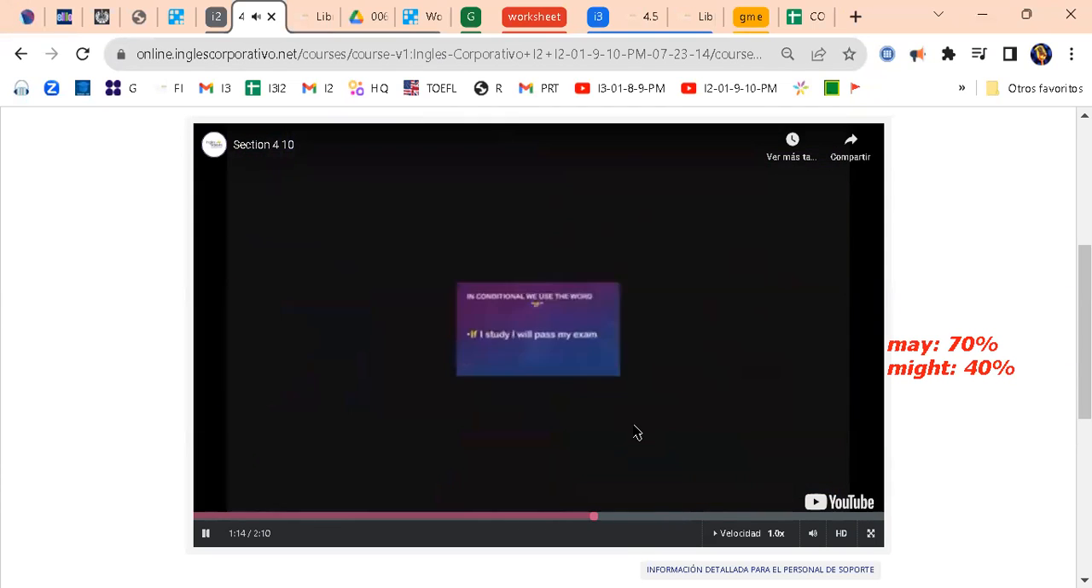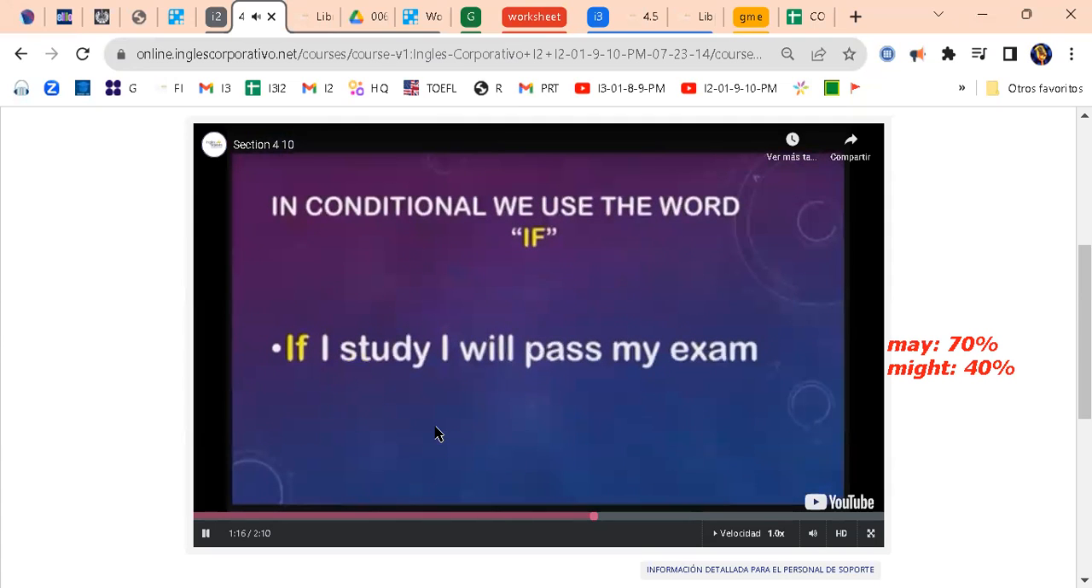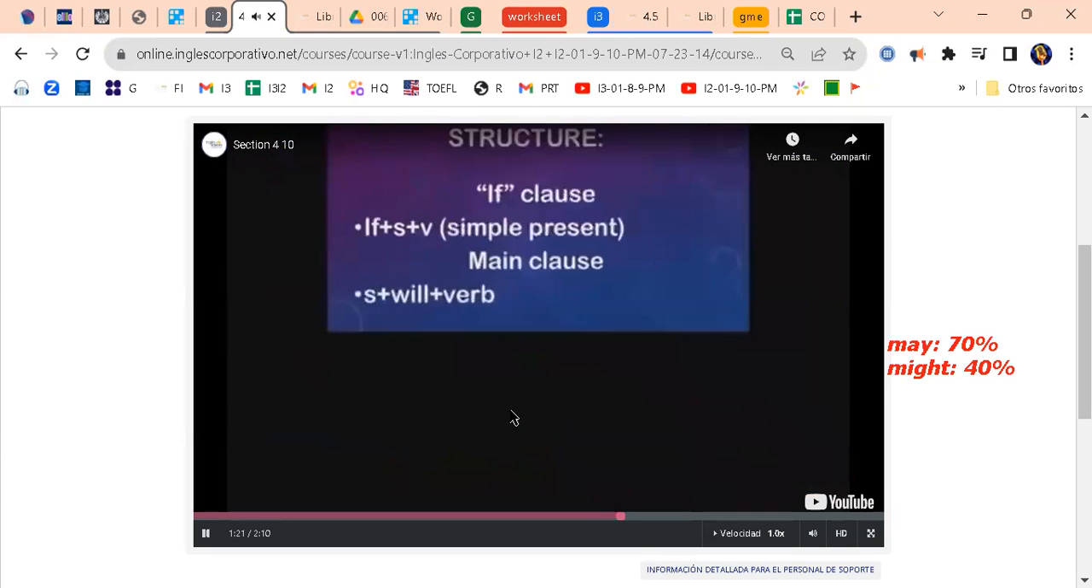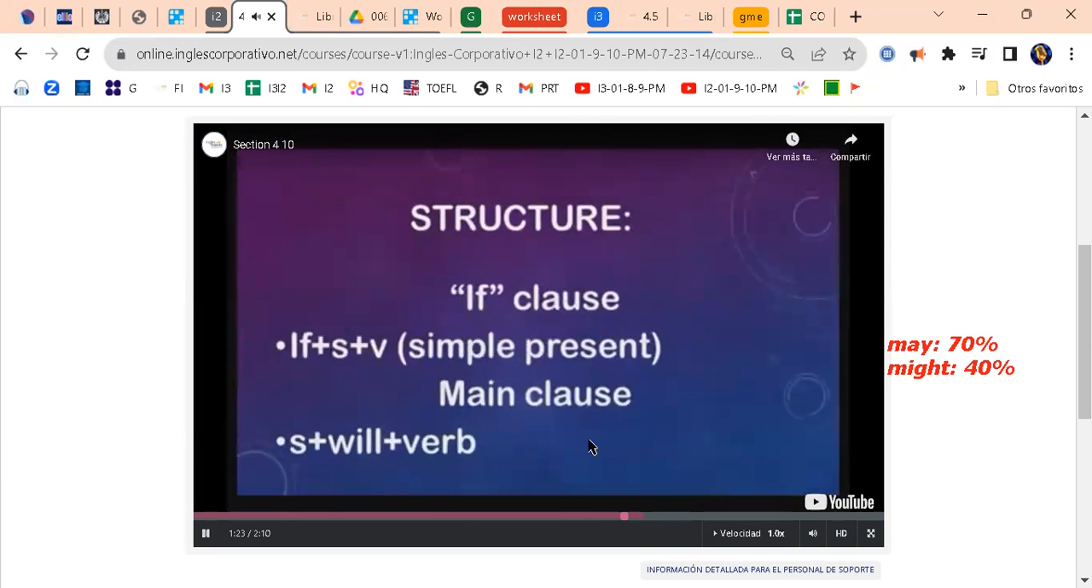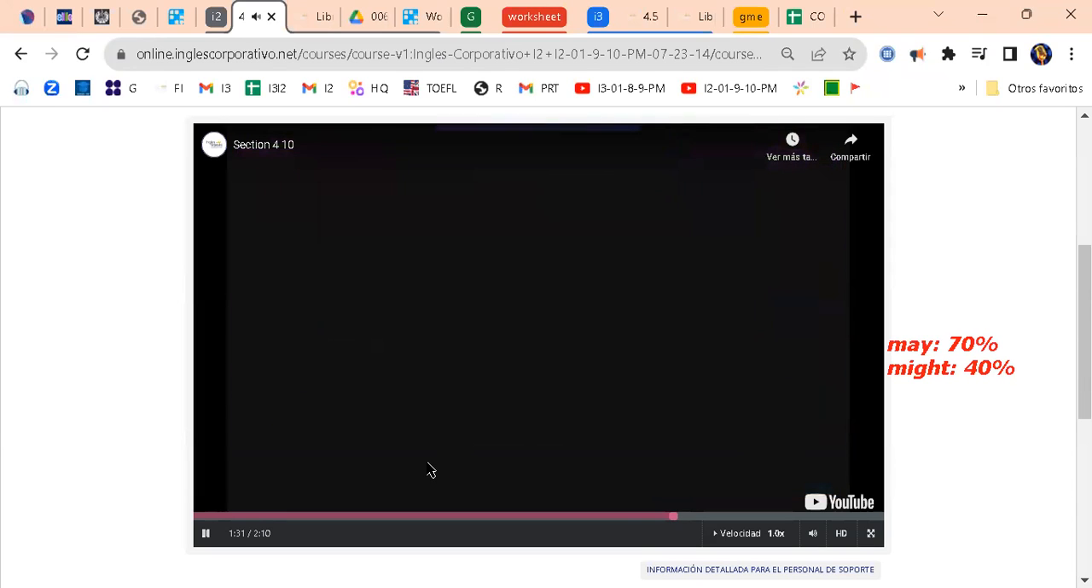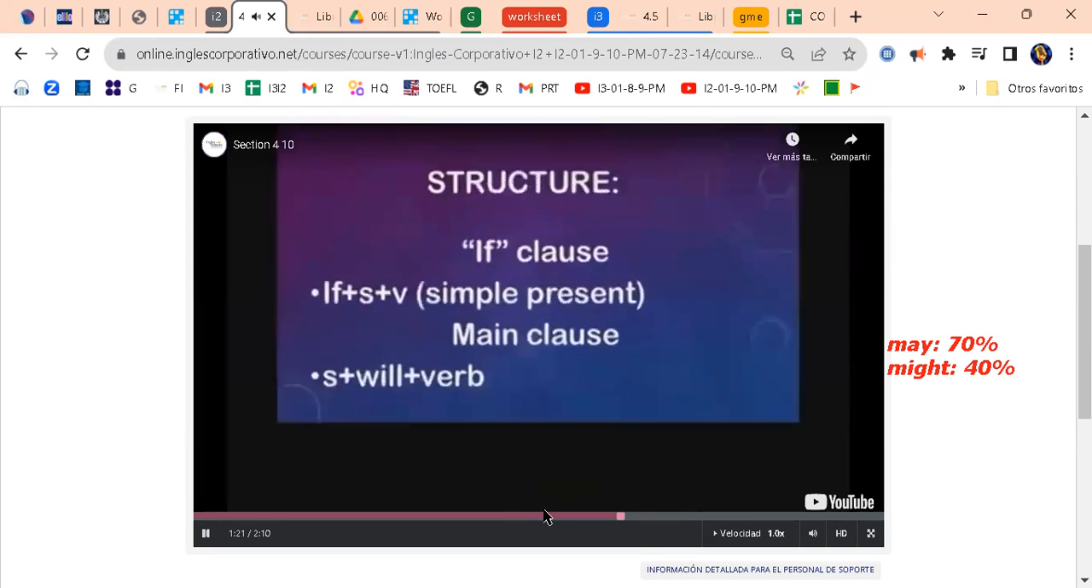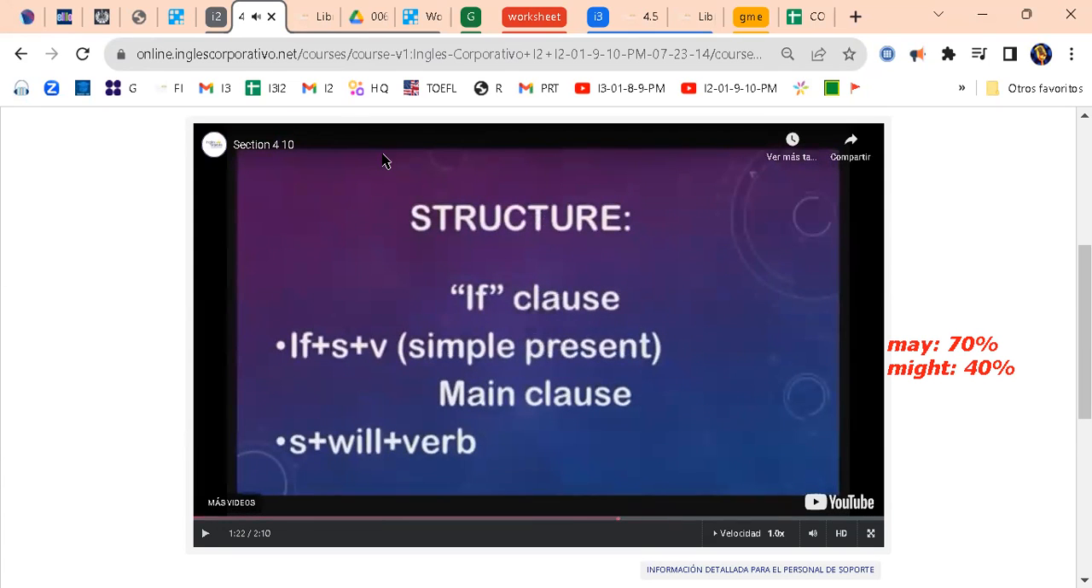In conditional, we use the word if. So we say, if I study, I will pass my exam. Follow me in the structure. If clause: if plus subject plus verb in simple present. Main clause: subject plus will plus verb. Let's work on more examples. Follow me in the structure.